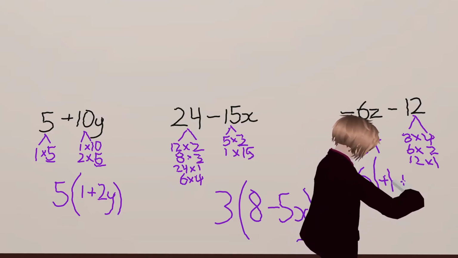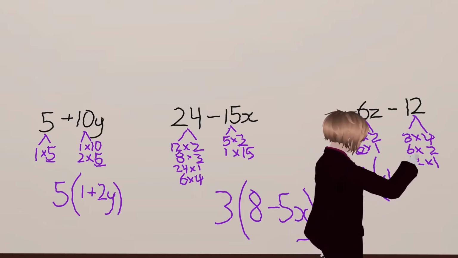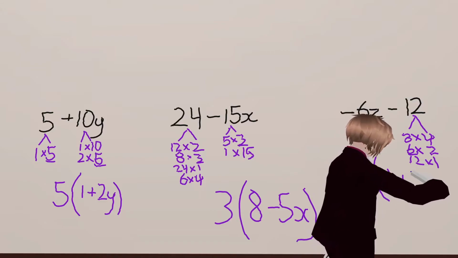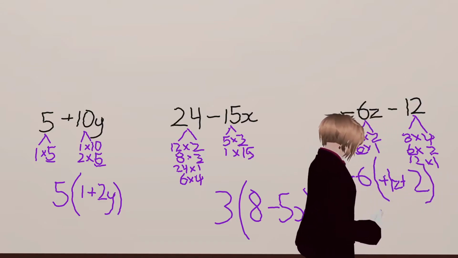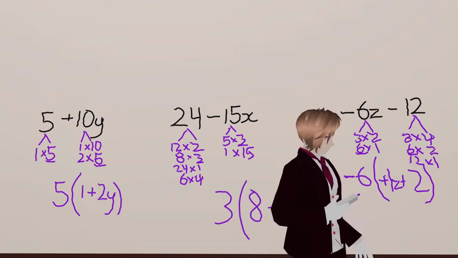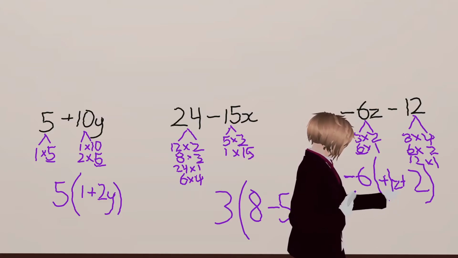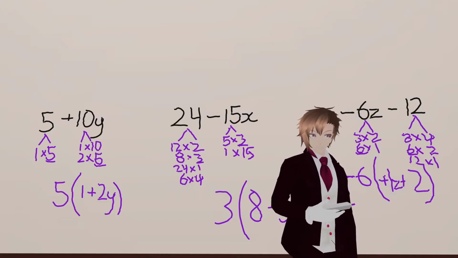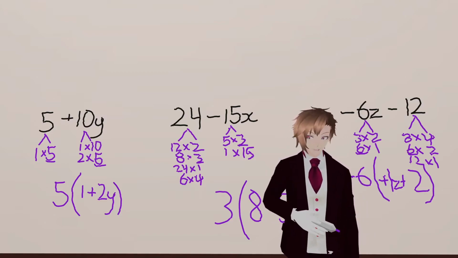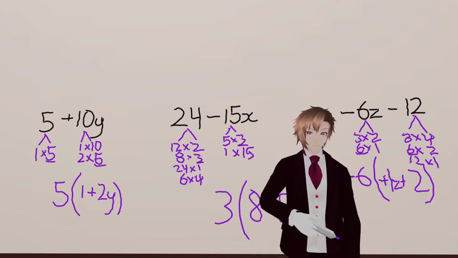Oops, forgot my z. Put the z in here. And then we have taken out our 6, and so we're just left with a 2. So to factorize this one, we have negative 6 as a highest common factor between them. And then we have plus 1z plus 2. Let's have a look at a couple more examples, which are a little bit longer and have some powers.